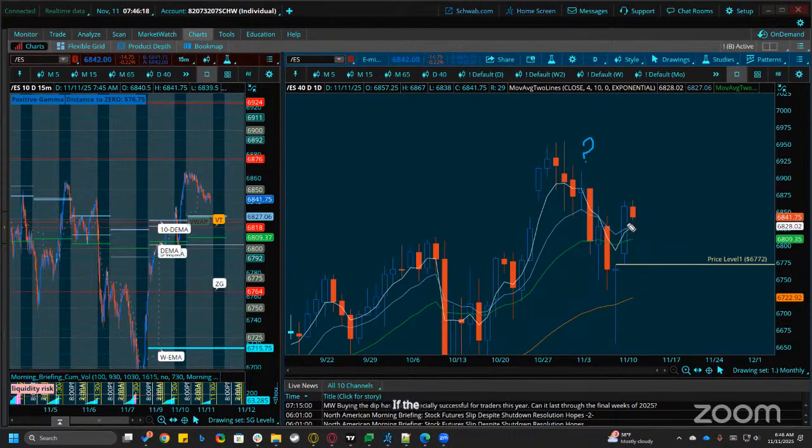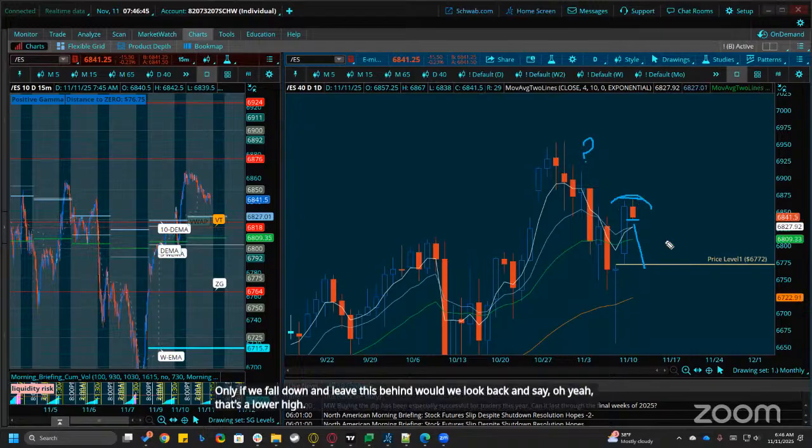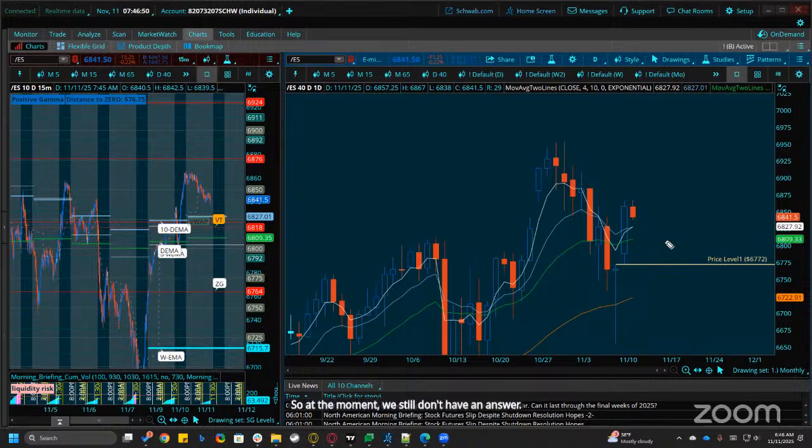If the market low is in for the day and we just stay in this tiny little range, which would be difficult to do, but technically we could do it, then this won't be a lower high. We would need to see what the next candle does. And if we go up, then we won't count this. Only if we fall down and leave this behind would we look back and say, oh yeah, that's a lower high. So at the moment, we still don't have an answer to what this is.